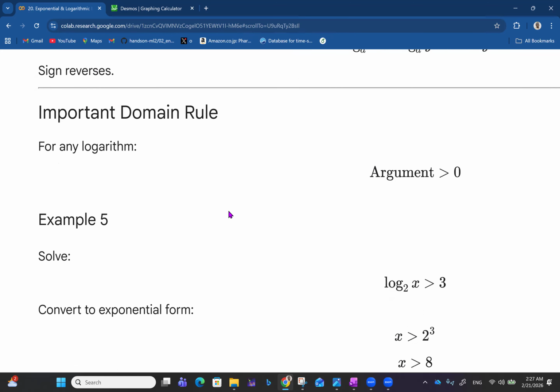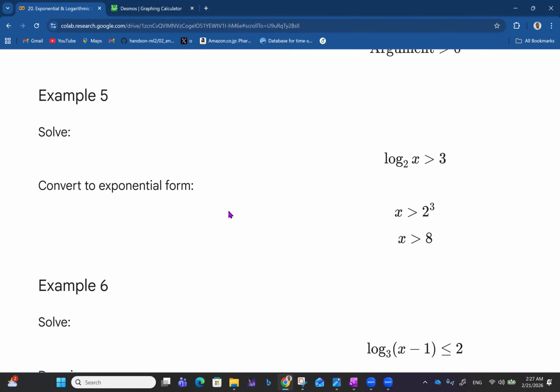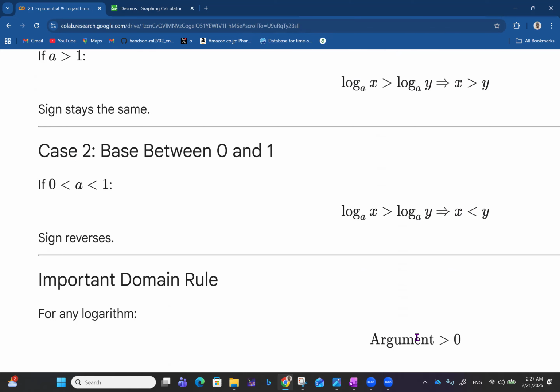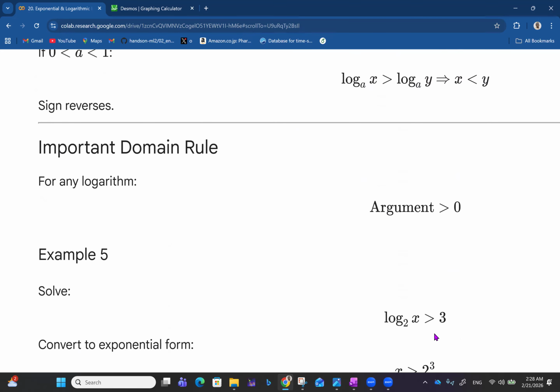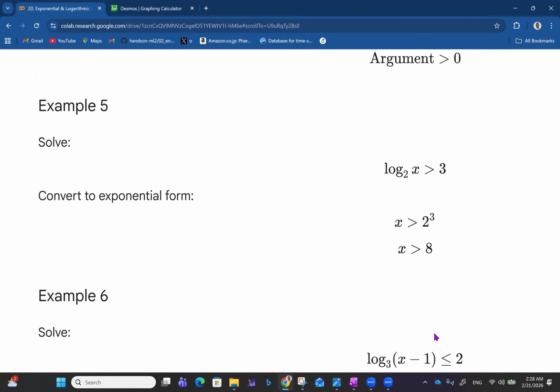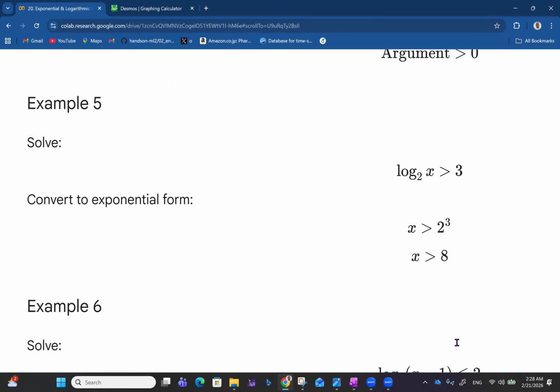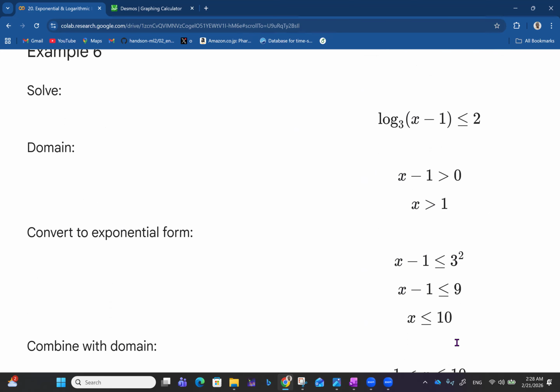So what happens? In addition, we now have to check the domain rules. For any logarithm, all the arguments should be greater than zero. So x should be greater than zero, y should be greater than zero. So you have to be sure of that. So we take example 5. Example 5 says log x to base 2 is greater than 3, right? So if you convert to exponential, you just know that x is greater than 2 raised to 3. That means x is greater than 8, and that works.